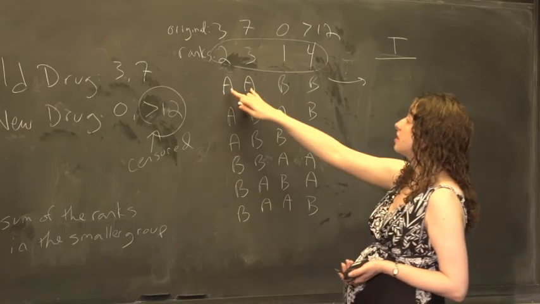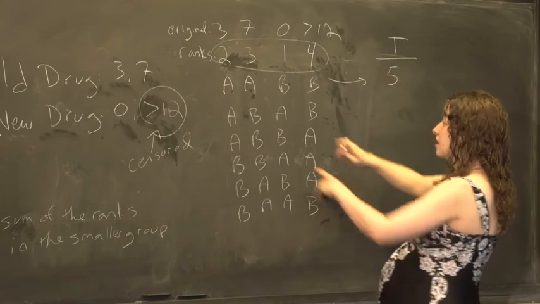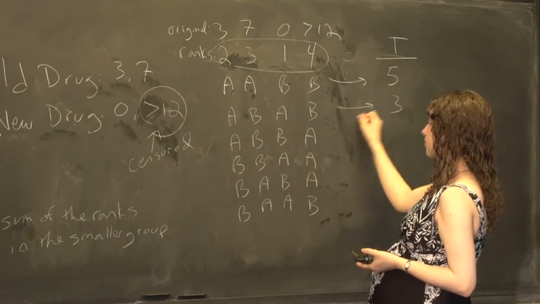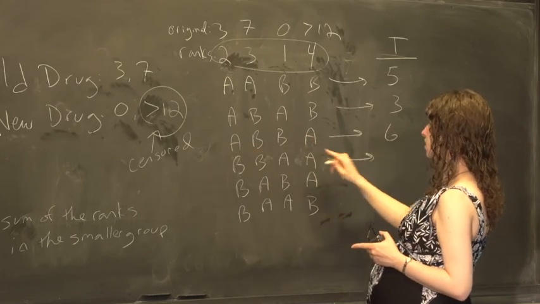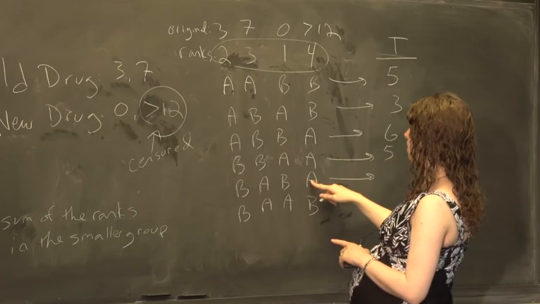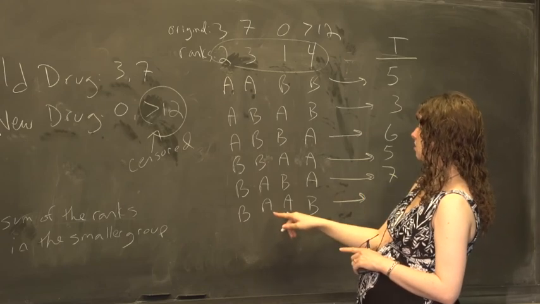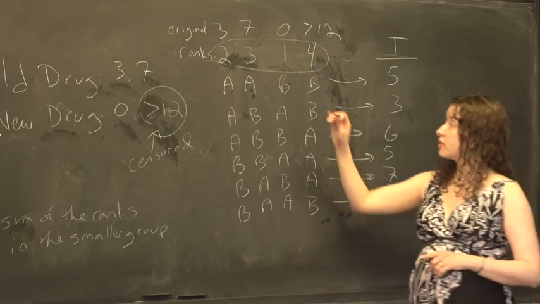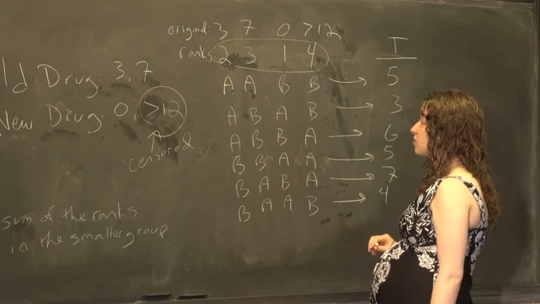So for example, these two people are assigned to group A, 2 plus 3 is 5. If these two people are assigned to group A, 2 plus 1 is 3. Here it would be 2 and 4 is 6. Here it would be 1 and 4 is 5. Here it would be 3 and 4 is 7. And here it would be 3 and 1 is 4. You see what I did? For each possible random allocation, I'm going to add together the ranks of the two people who are in group A.